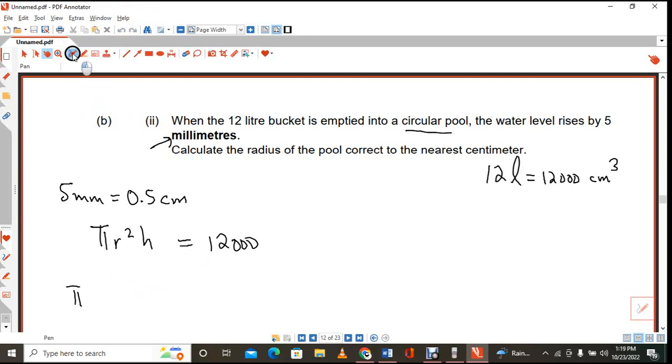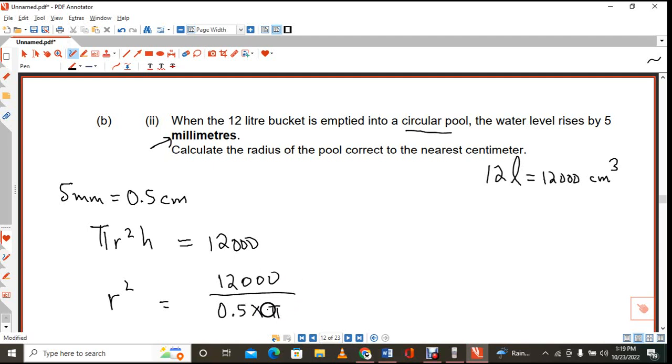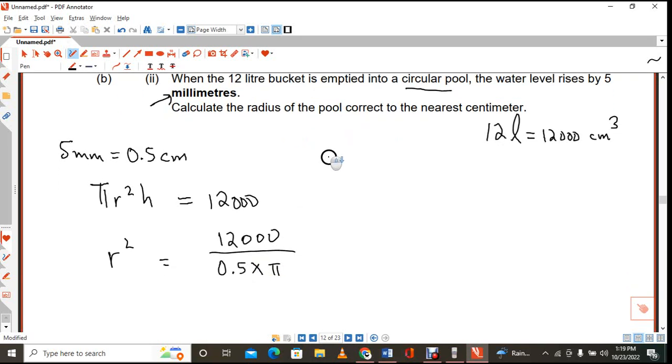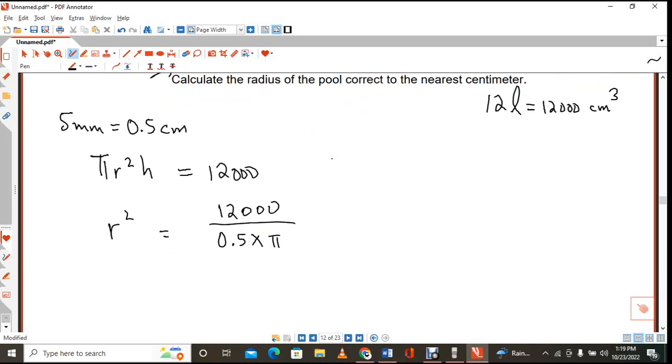So the radius is what we're looking for. So I'm going to say r squared is equal to 12,000 divided by the height, which is 0.5, the level of water depth, multiplied by pi. And once we have that answer, we're going to take the square root of that answer because we're looking for the radius of the pool, correct to the nearest centimeter.